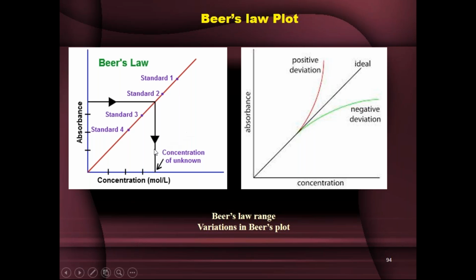This is how we use Beer's law to find the concentration of an unknown sample, by first constructing a Beer's plot and then finding the concentration. You can also do it by another method, that is the slope method. Once you have constructed the standard plot, the red line, you can find the slope of this curve.